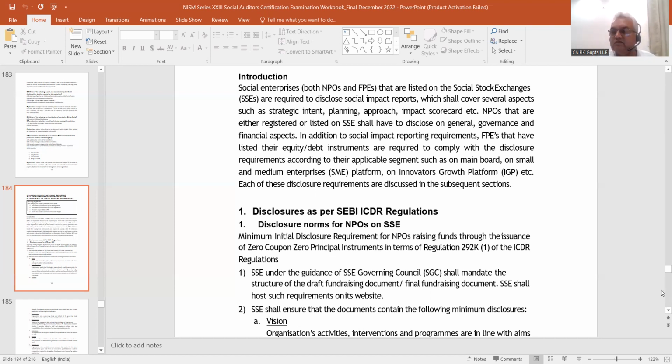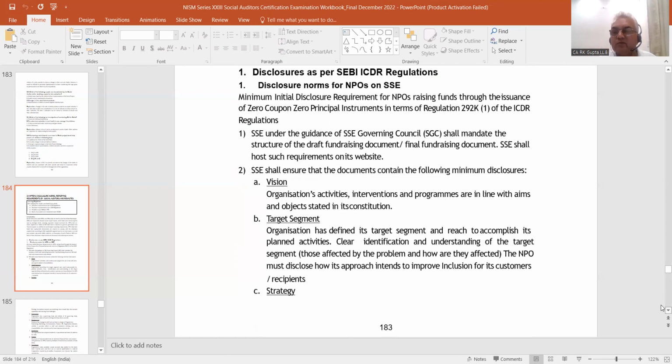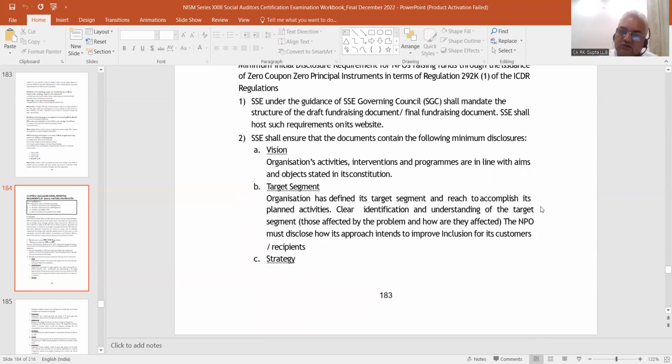First is regarding the vision. The organization's activities, interventions and programs are in line with the aims and objects stated in its constitution. So first of all, we have to see that the organization's activities, interventions and programs are in line with the aims and objects which are stated in its constitutional document.